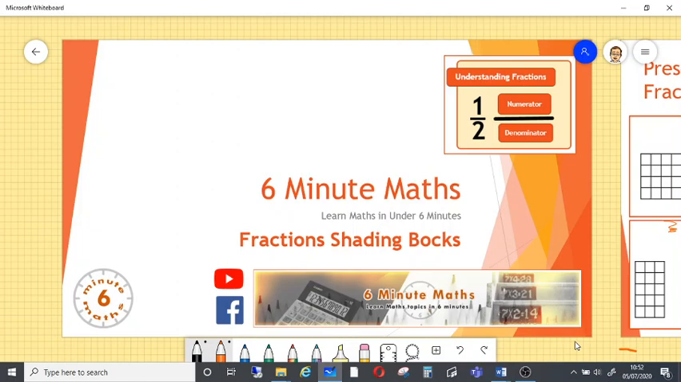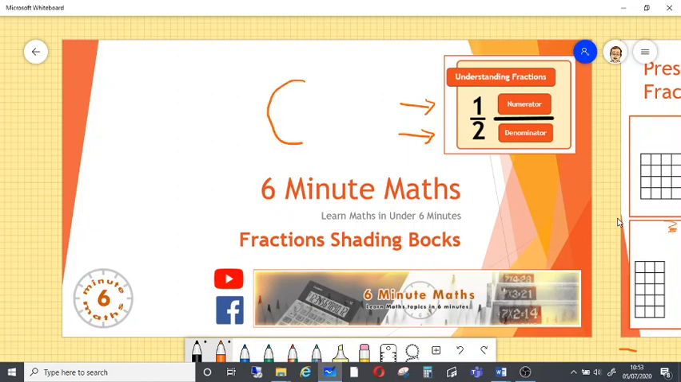Hello and welcome to 6-Minute Maths, and in this short video we're going to look at shading blocks and finding a fraction of the blocks that we're looking at. So without further ado, just a little reminder about fractions. The bottom number is the denominator, top number is the numerator.